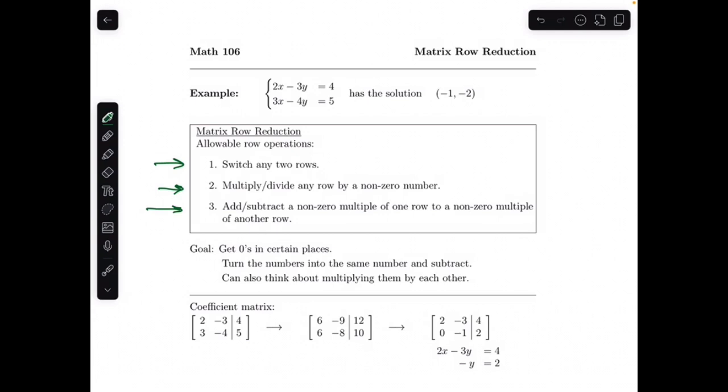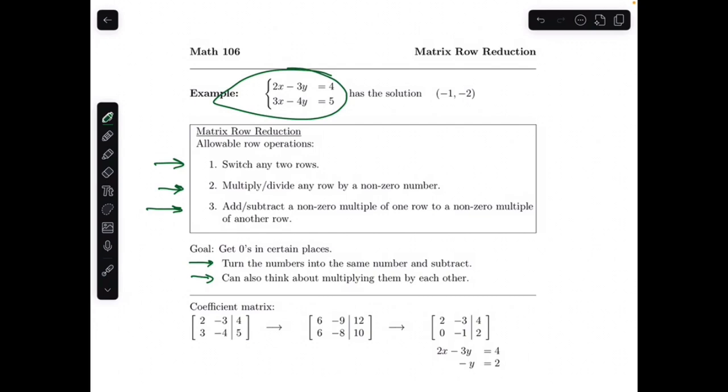But here's our goal. We're trying to get zeros in certain places in the matrix, and you'll see why that's helpful. A good rule of thumb is to turn numbers into the same number and then subtract. That's going to give you a 0. And in order to do that, you can always come back to the idea that you can just multiply them by each other. That will turn them into the same thing. All right, so let's look at this same example, and because we know what the answer is going to be, we'll solve that, and you can see how we're going to use these row operations.